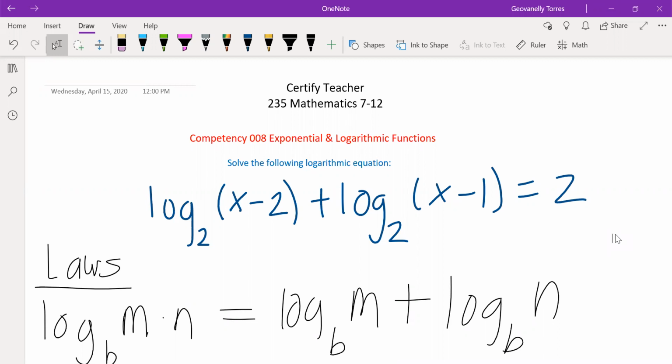Solve the following logarithmic equation. Log base 2 of (x minus 2) plus log base 2 of (x minus 1) equals 2.